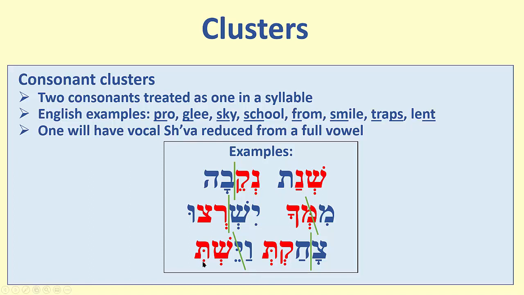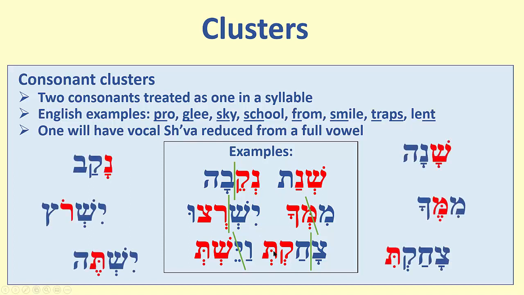Now, remember that the vocal schwa is reducing from some previous full vowel. So let me show you some words related to the examples that I gave you so that you can see that vowel reduction. In the word shnat, this is actually the construct form of the absolute word shana, which is a year. We see that full vowel under the sheen is what got reduced to the schwa.